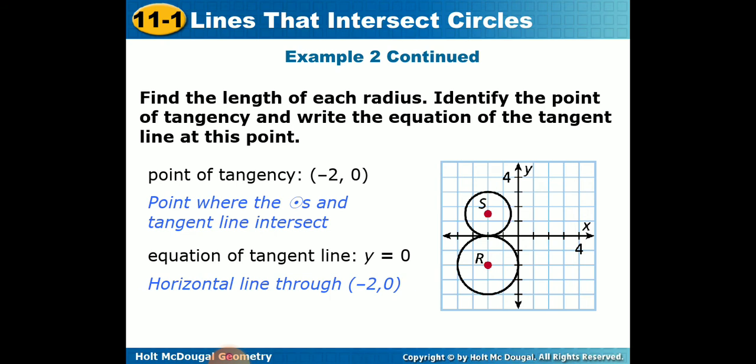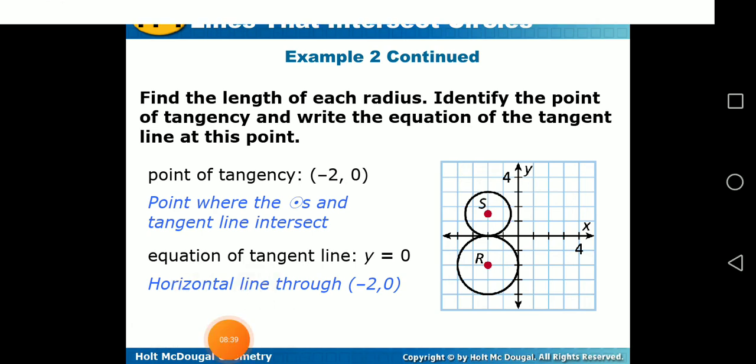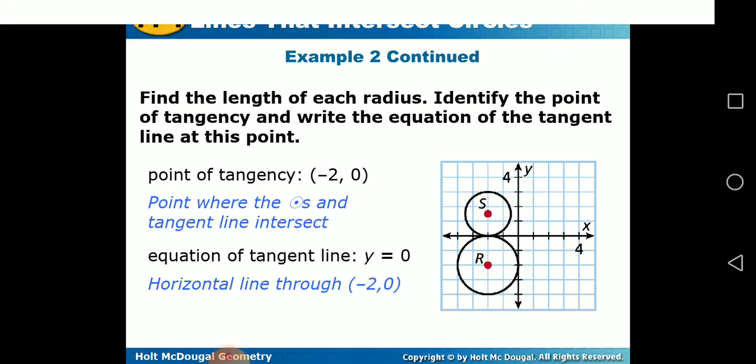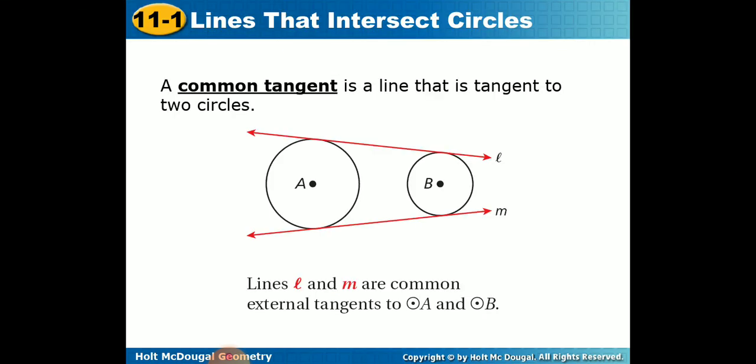Okay, guys, the equation of the tangent line is what? Let's focus together. The equation of the tangent line here, y equals what? We said this is -2 and 0. So y equals 0. Let's have another kind of question after this theorem.